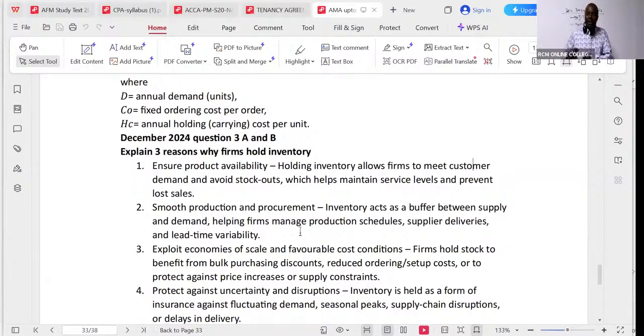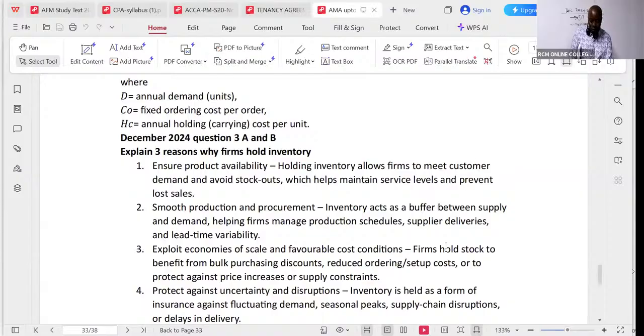Yeah. So in this case, even if the demand becomes quite high compared to what we're able to supply, we can easily go to our stores. Exploit economies of scale. Because when you buy many of these things at once, you're going to access them at a lower price. So exploit economies of scale and the favorable cost conditions.